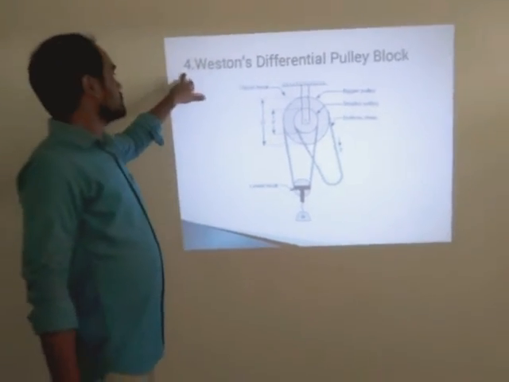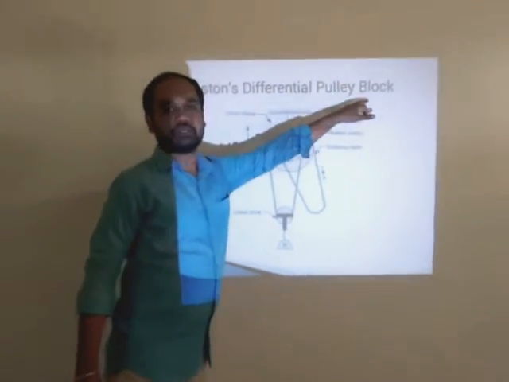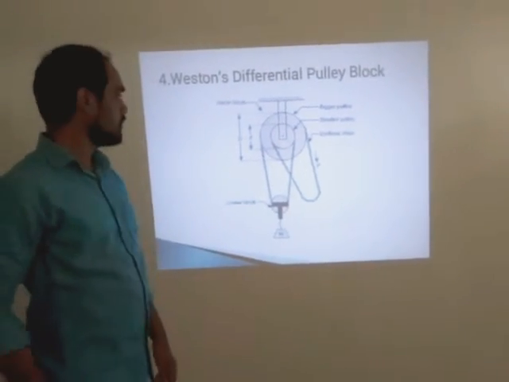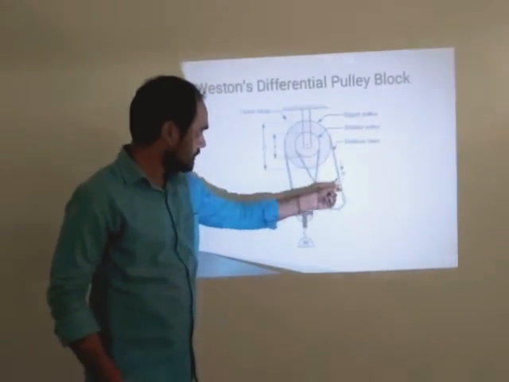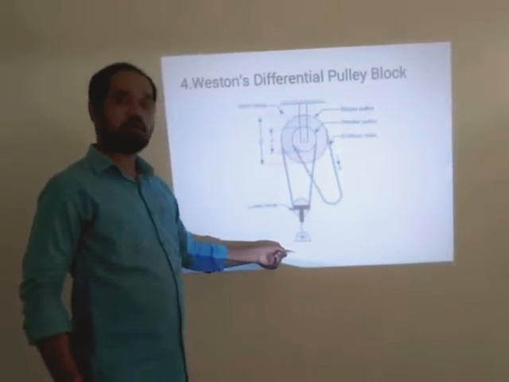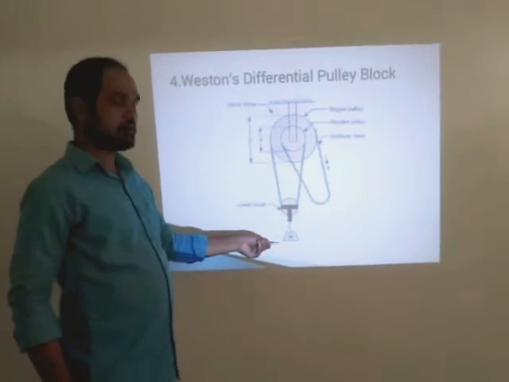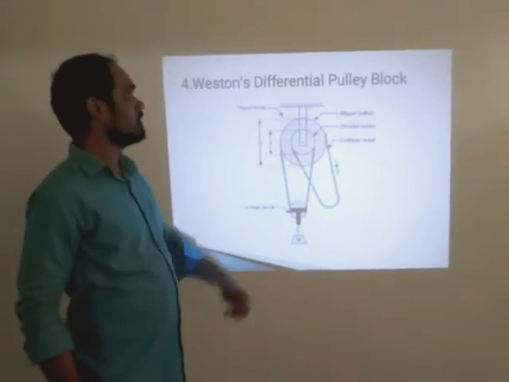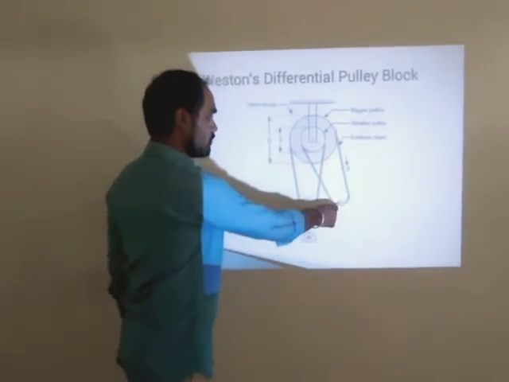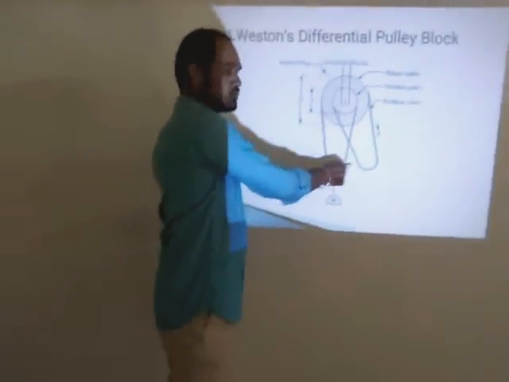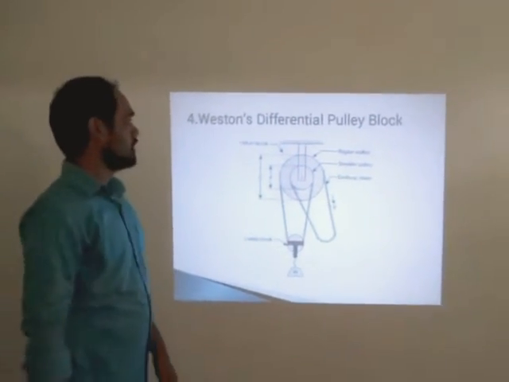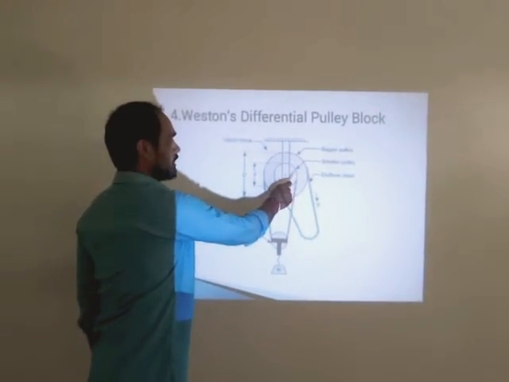Fourth machine is Weston's differential pulley block. Here is the diagram of Weston's differential pulley block. Here effort is applied, and by using small effort, the maximum amount of load is lifted. There are two differential pulleys, here one pulley and here the second pulley. Two differential pulleys, hence it is called a differential pulley block. Here a bigger pulley and here a smaller pulley.